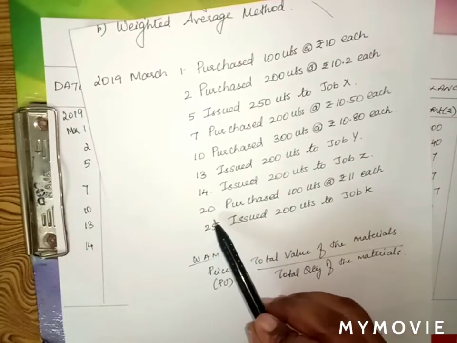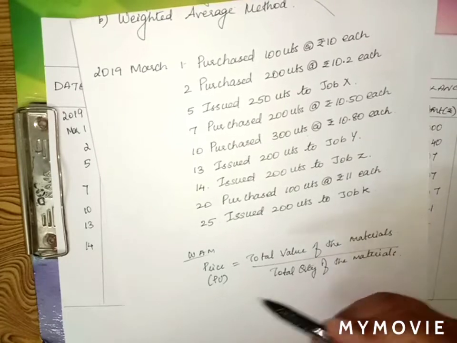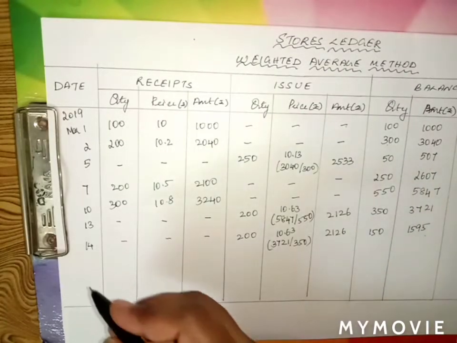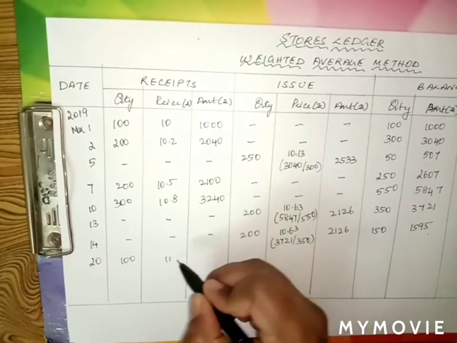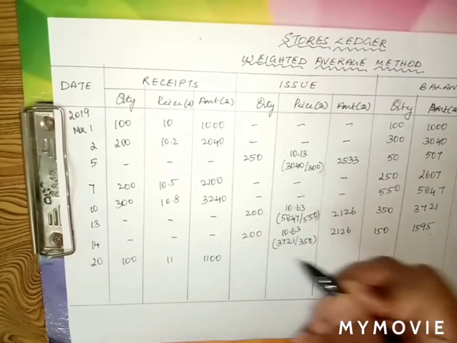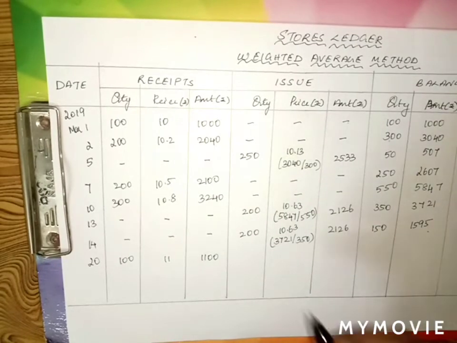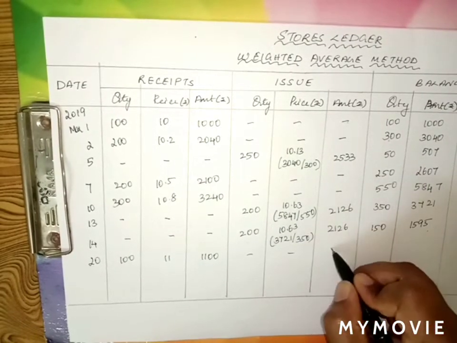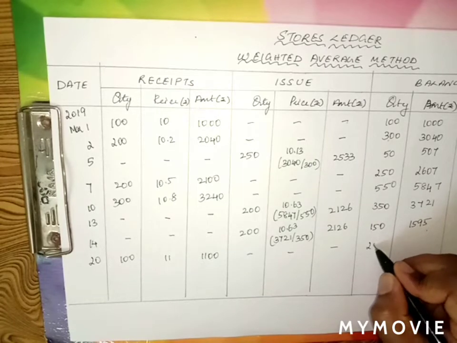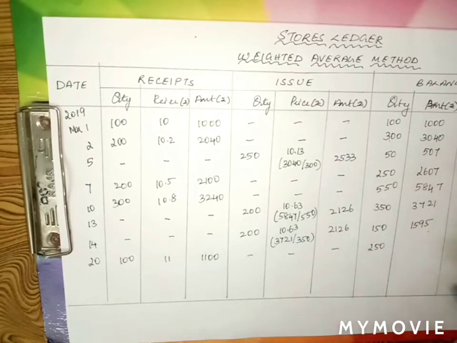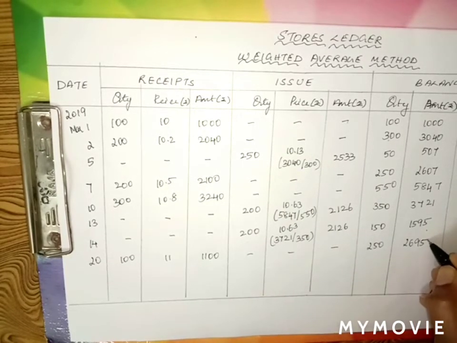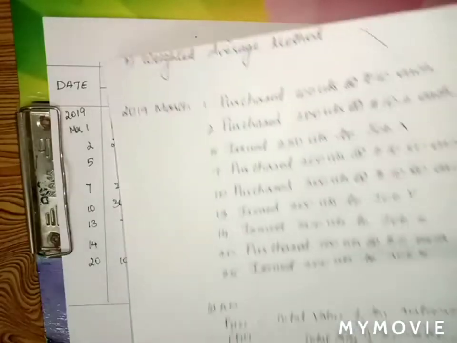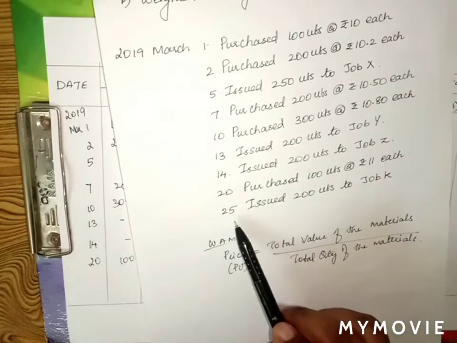Next one, on the 20th, purchase of 100 units at 11 rupees each, which should be 1100. So the balance is 250 units now, 150 plus 100. And here the balance should be 2695.